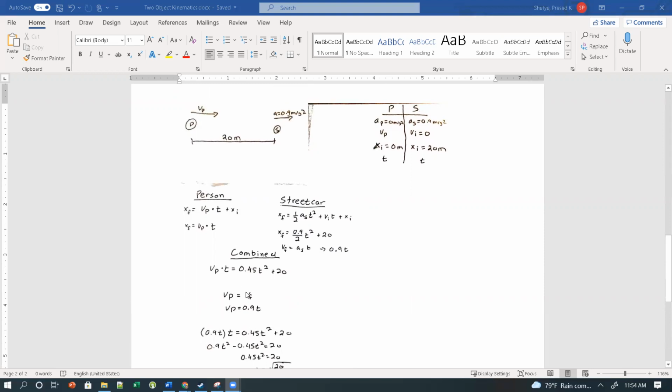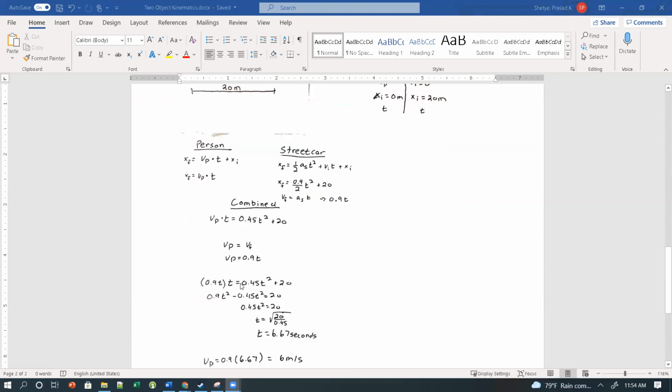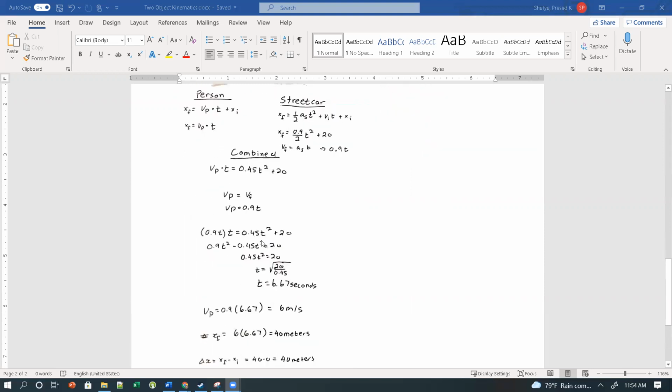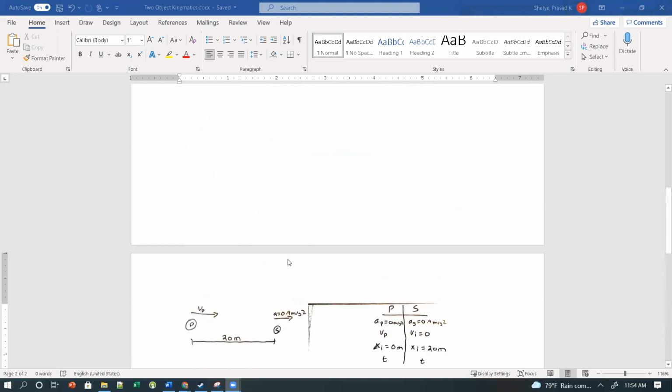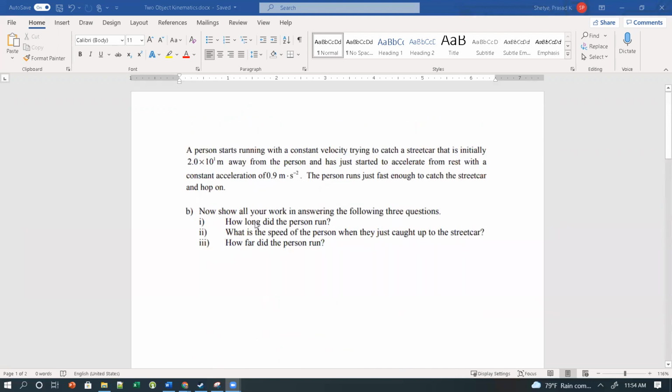So we can use this equation right here. VP equals 0.9 t. So we can plug that in. So VP equals 0.9, and we said t equals 6.67. So velocity of the person is 6 meters per second. So that will answer number 2.